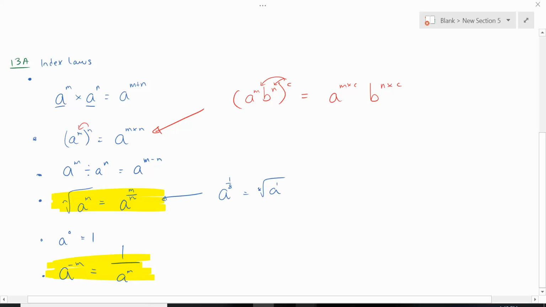That's the same with division as well. If you had a to the power of m divided by b to the power of n, and if they're all to the power of c, it's the same thing. It's still a to the power of m times c over b to the power of n times c. Okay, that's your 7th rule.